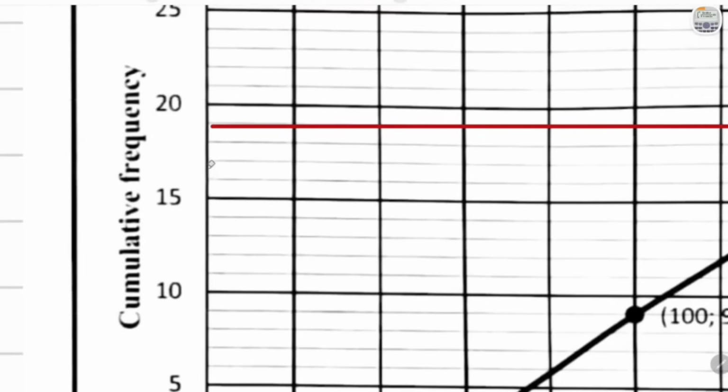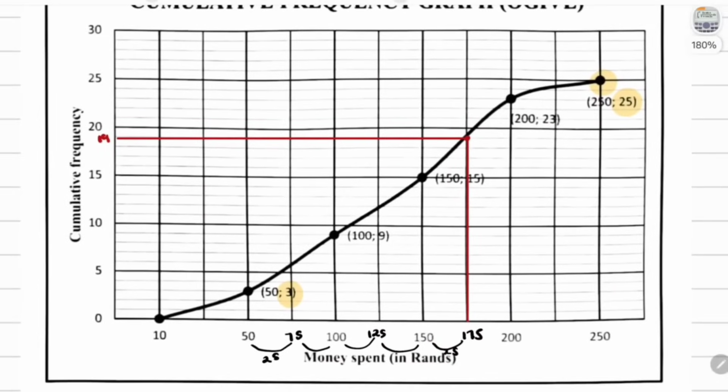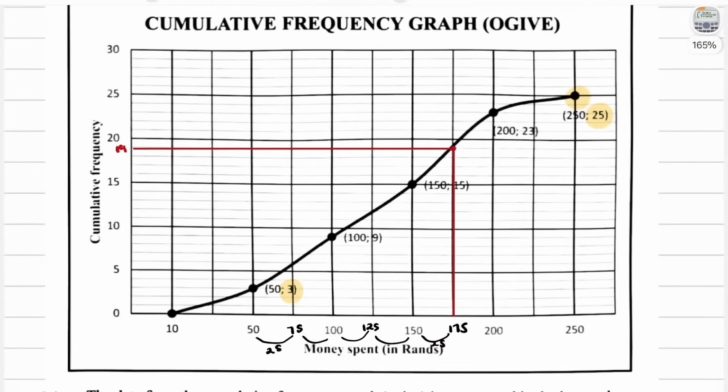So we have 15, 1, 2, 3, 4, 5. So it's in intervals of 1. Okay, so it's just 15, 16, 17, 18, 19, and then 20. So this is how we will now find out the amount of learners that spent more than 175 Rand. It means that the total learners that spent 175 or lower than 175 would have been 19.